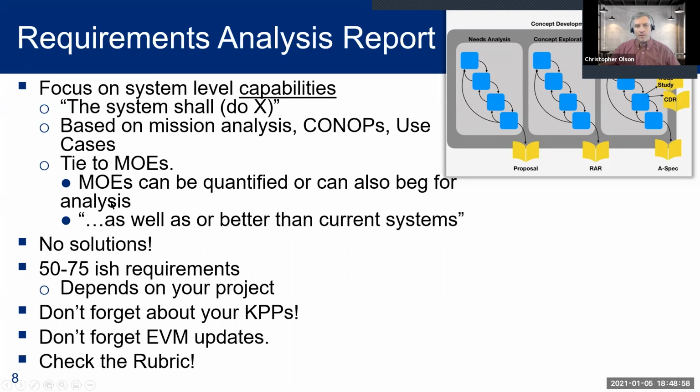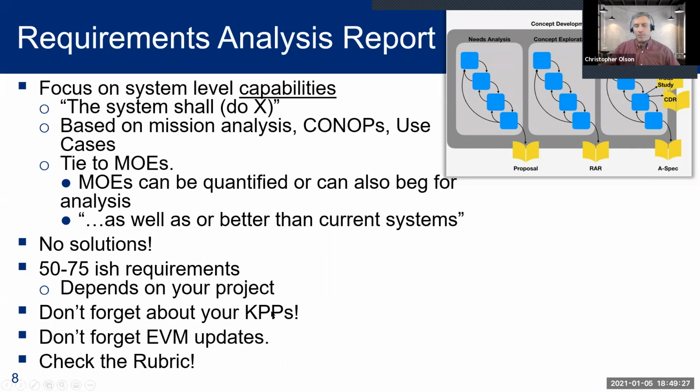So it begs for analysis. It begs for you to figure out how fast or how well a current system does its thing. And then that will become your quantified requirement, your decomposed or derived requirement, right? So that would actually be a derived requirement from that. Usually this document, the requirements analysis report, will have 50 to 75-ish requirements, sometimes more, sometimes less, depending on the kind of system that you're developing for your project.